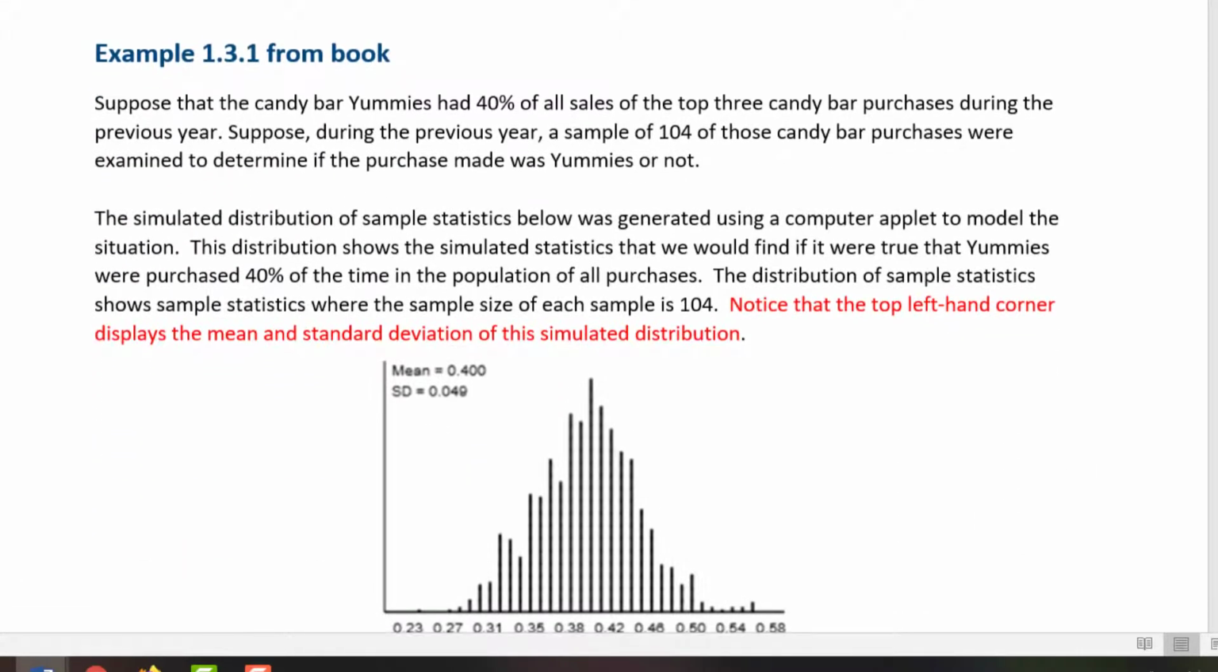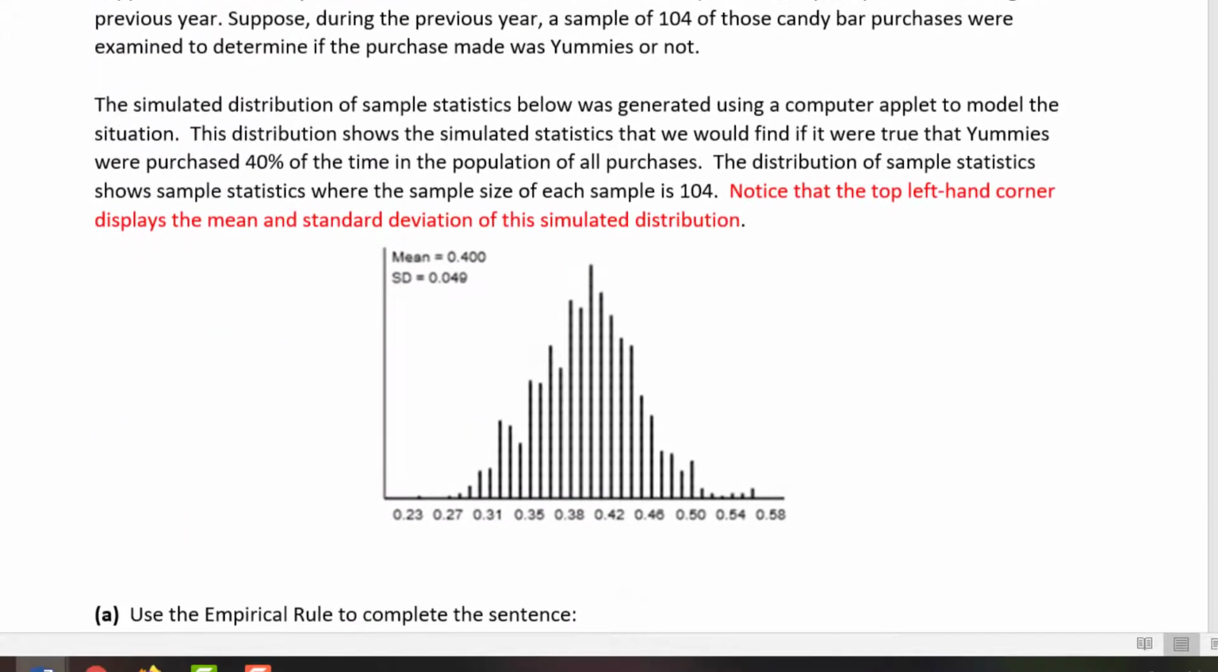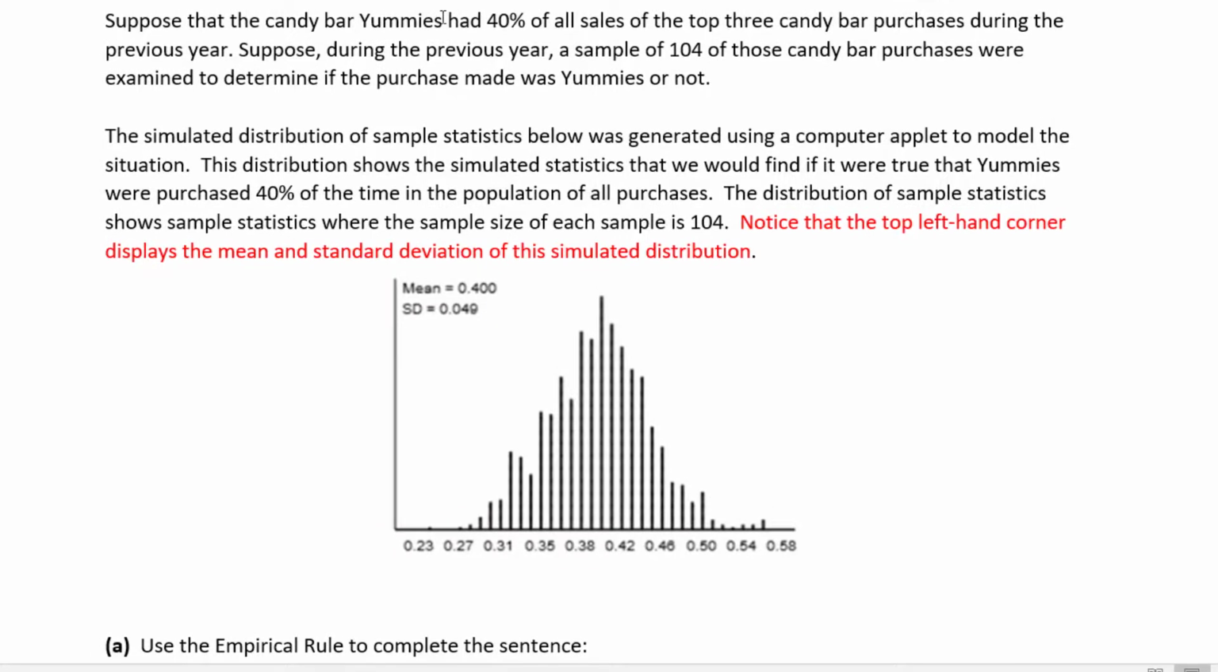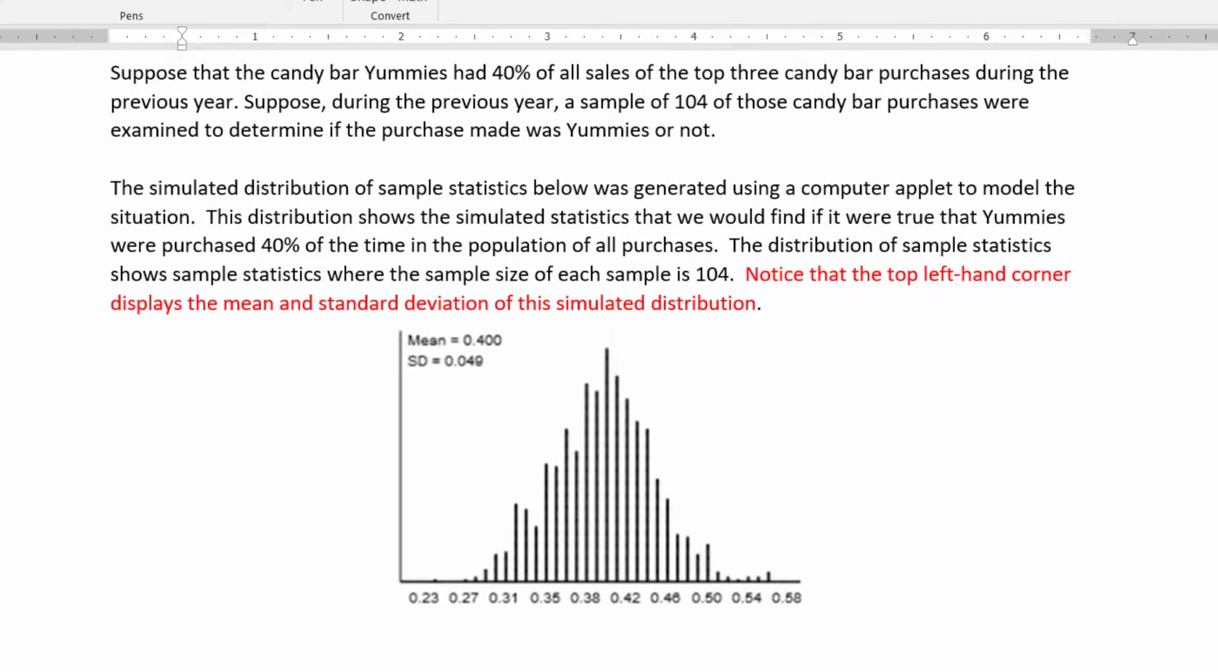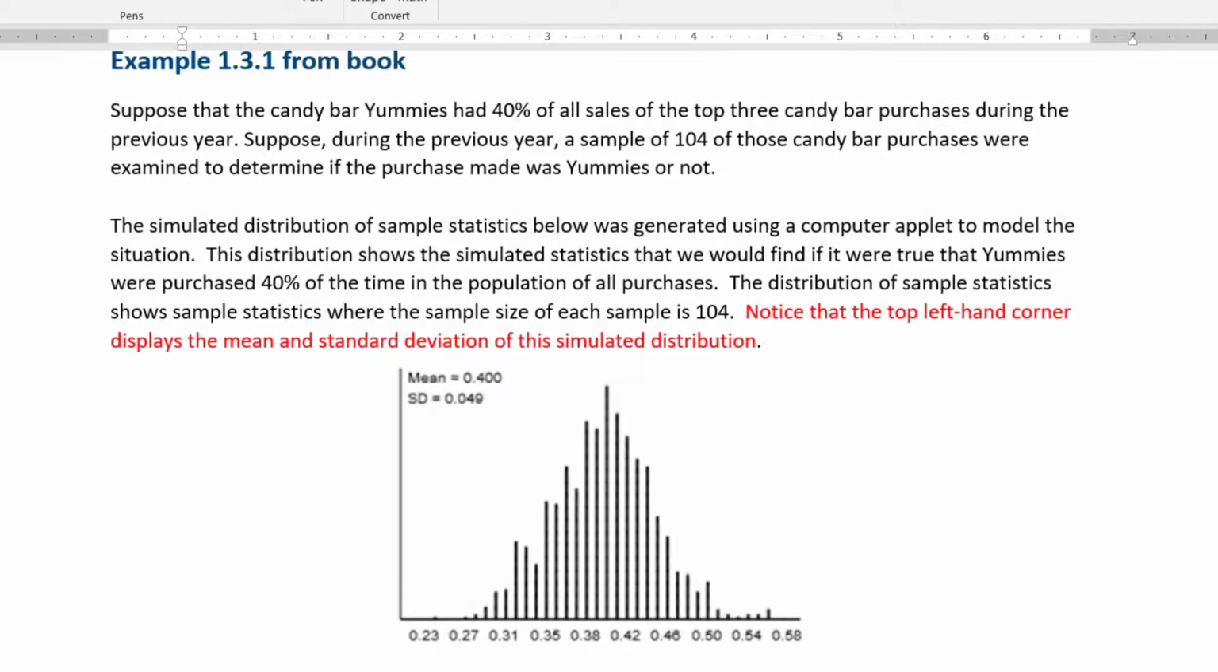So from your textbook, I'm taking a look at example 1.3.1. It says, suppose we have this candy bar Yummies, and Yummies had 40% of all sales of the top 3 candy bar purchases during the previous year. Notice all sales. There's that word all. We're talking about the whole population. So this number 40% is a population parameter. It is the population proportion pi. They are telling us that if you look at all of these candy bar sales, 40% of them are Yummies.